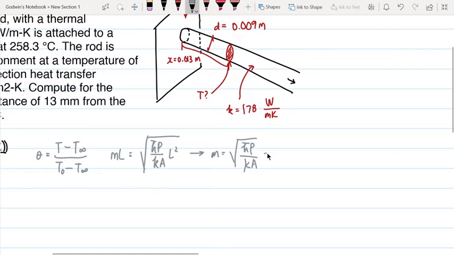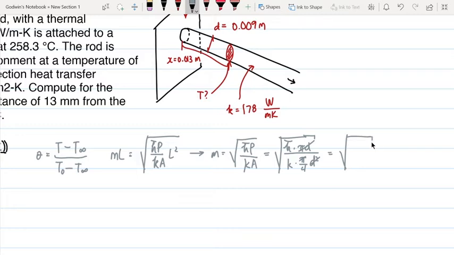We can simplify this further. We can have h bar. We know that the perimeter of a circle in terms of its diameter is just pi d, and then the area of a circle is just pi over 4 d squared. So we can cancel out the pi d, and we are left with, I guess we can put the 4 on top also, right? So 4 h bar over k d.